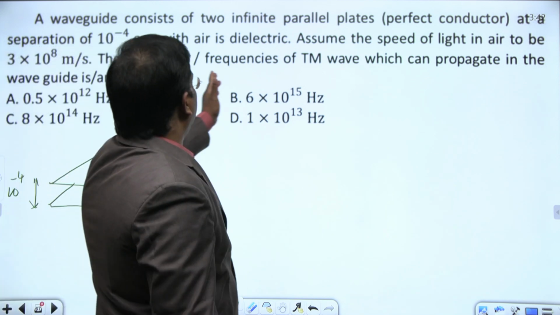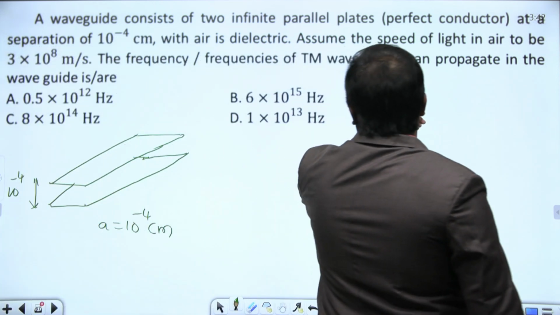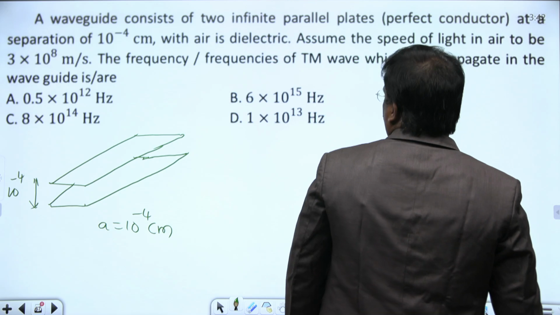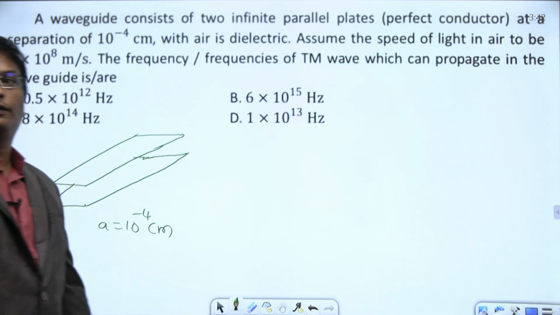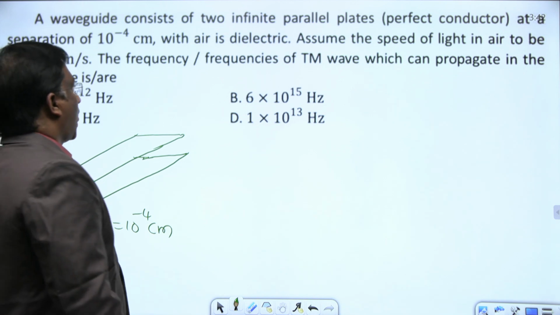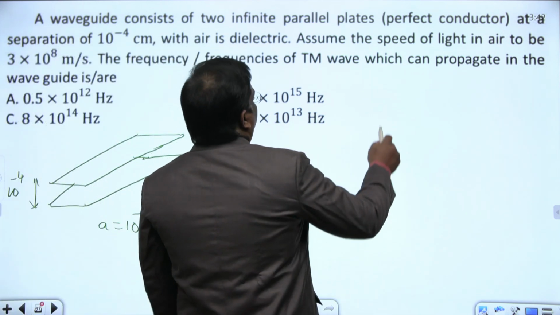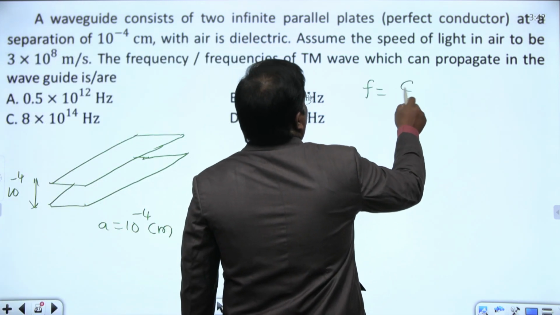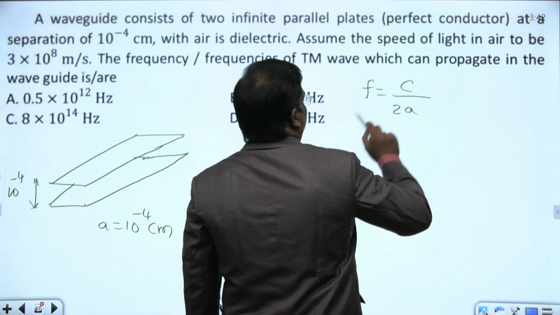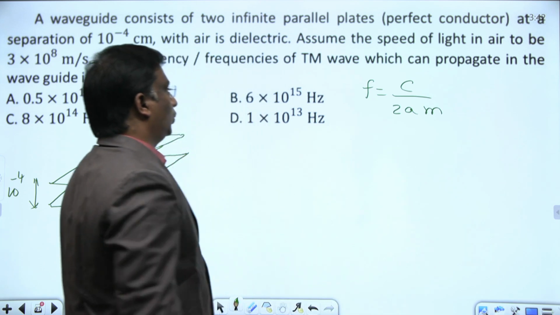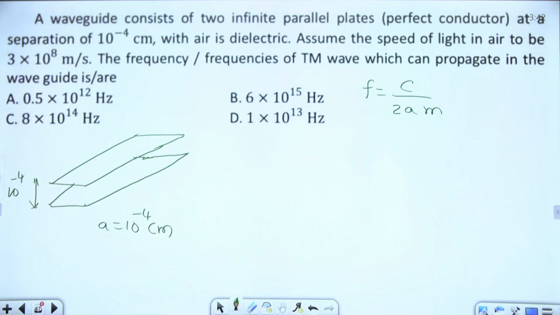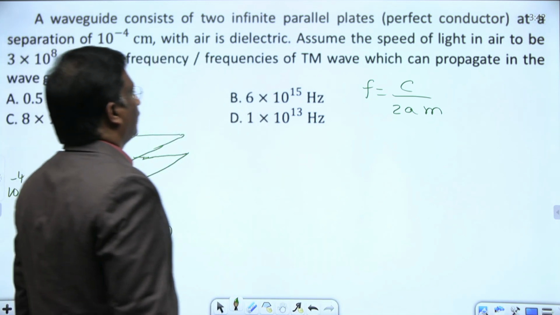The question asks for the frequencies of TM waves which can propagate. Here, what is the expression for cutoff frequency? It is C by 2A into M. What is the value of C?